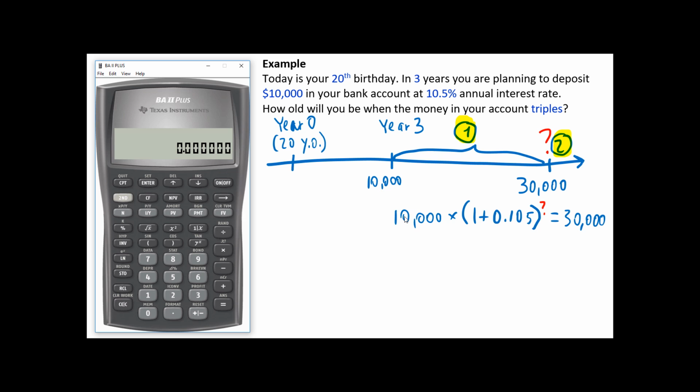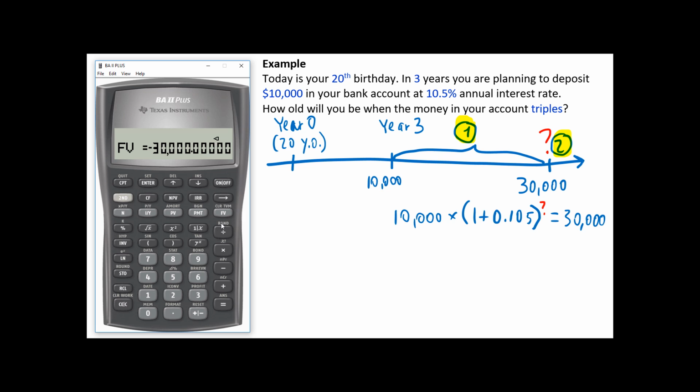Let's begin. $10,000 is our initial amount of money, the principal amount. You press 10,000 and then tell the calculator that this is our present value, so you press the PV button. Then we need to enter $30,000. You press 30,000. Because 10,000 was set as a positive value, we need to change 30,000 to a negative number.